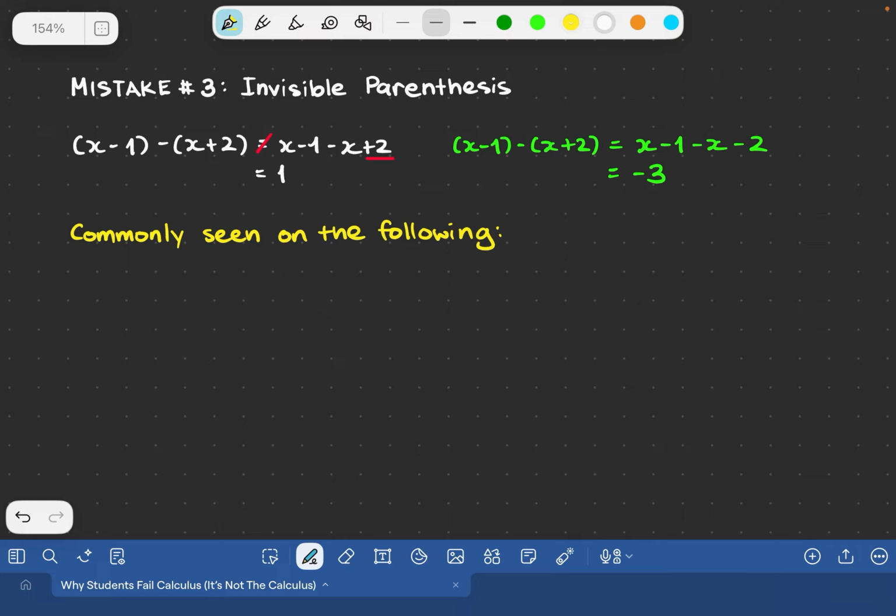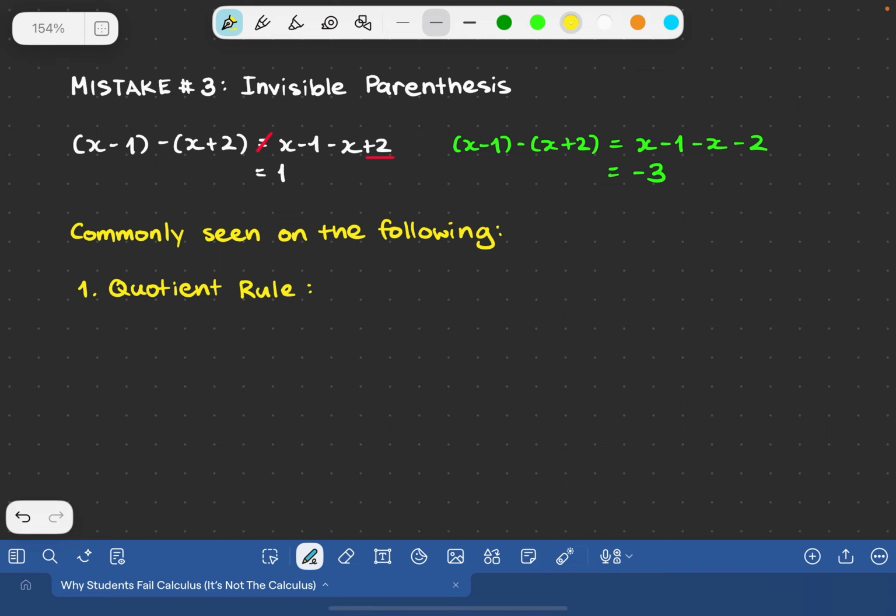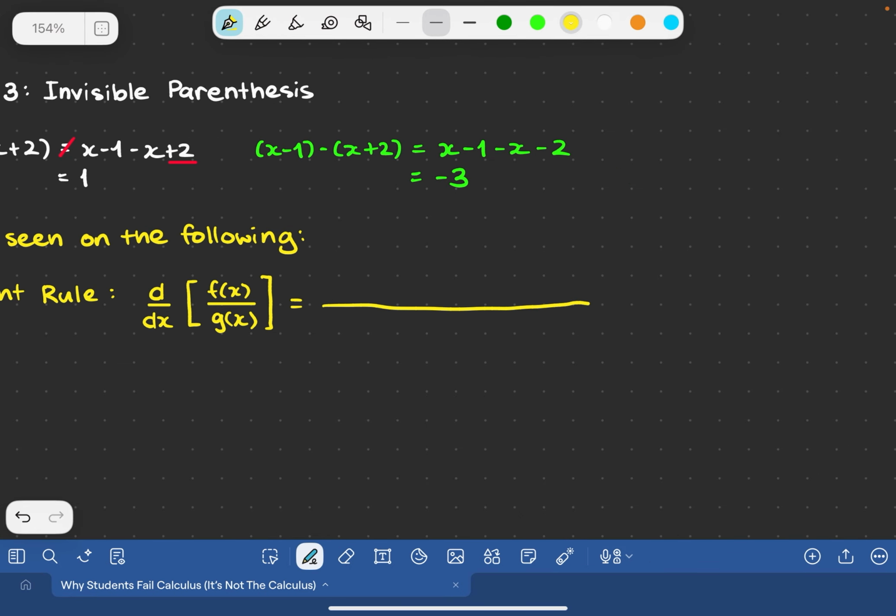Yeah, so first, it is commonly seen when you apply the quotient rule in derivatives. So what is the quotient rule? We have d over dx of f of x over g of x. The quotient rule states that when we obtain the derivative of this quotient, we'll have the following. So g of x, f of x.